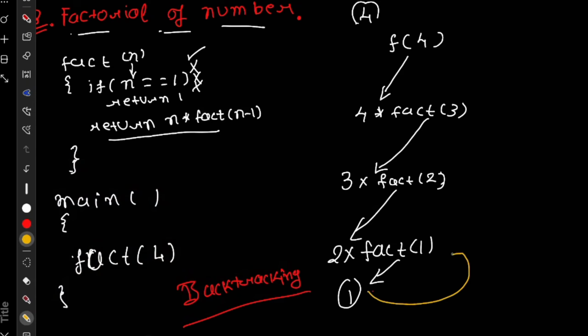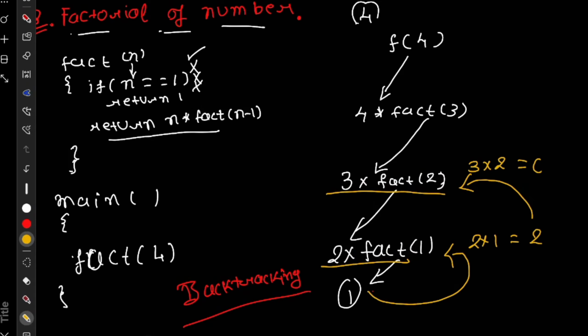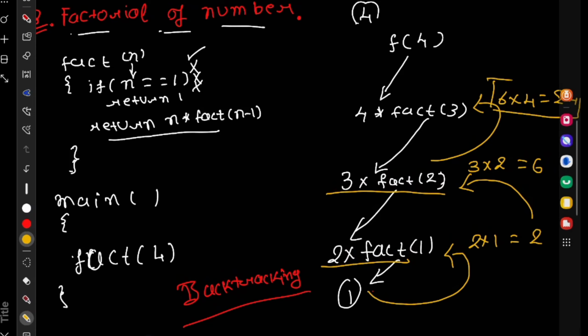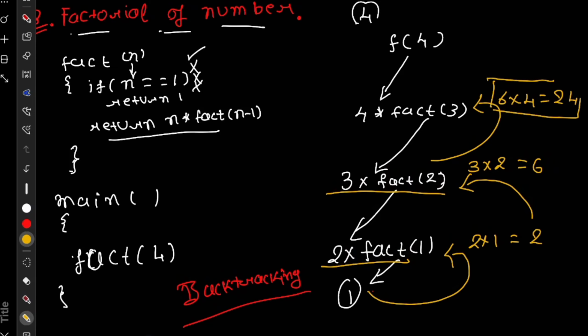One will return to the second last called function, and the value of this becomes 2 into 1, 2. This 2 value moves back again to the previously called function, and this value becomes 3 into 2, 6. Again this value moves back, it becomes 6 into 4, 24, and this becomes your answer in output. In the next videos we will discuss recursion more in depth. We will solve more questions on recursion.